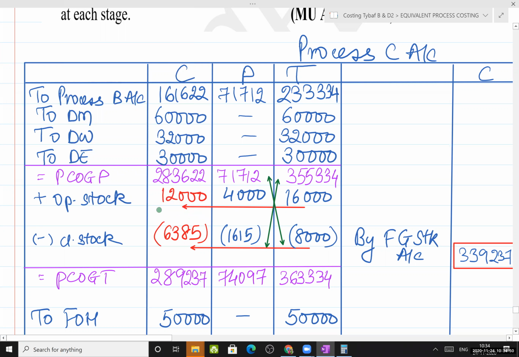I hope you remember the AS2 rule that closing stock is valued at cost price or market price, whichever is less. So that's the reason when we make the balance sheet, we take this cost-based closing stock. Okay, don't take this 8,000 one, take this 6385 one. Okay.